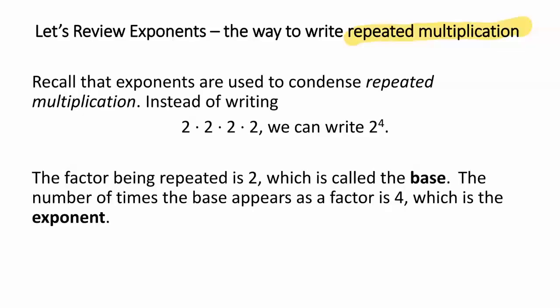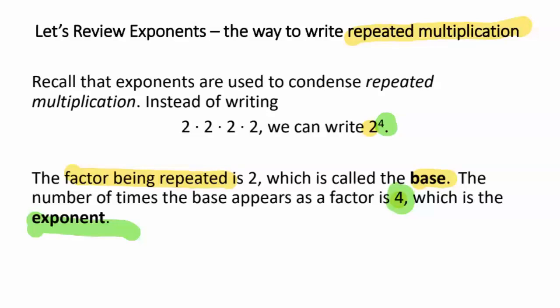This is known as repeated multiplication, and it is going to come back again in this section. Remember that the number, the factor being repeated, is called the base, and that's normally the bigger number. The superscript, which is the 4, is considered the exponent, something you already know.